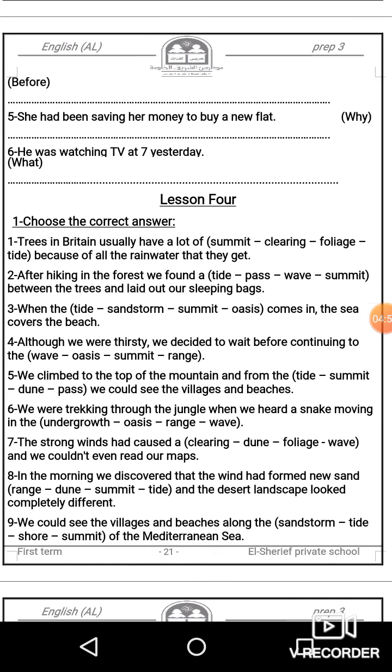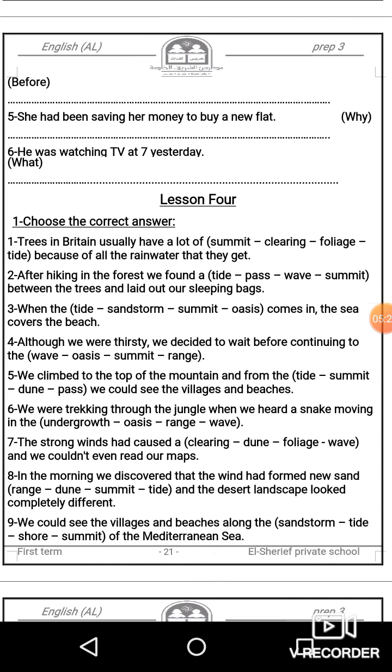Number 2. After hiking in the forest, we found a bay between the trees and laid out our sleeping bags. So we found a bay. Number 3. When the tide comes in, the sea covers the beach. So it's tide.